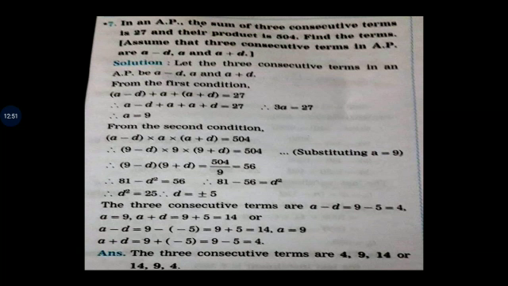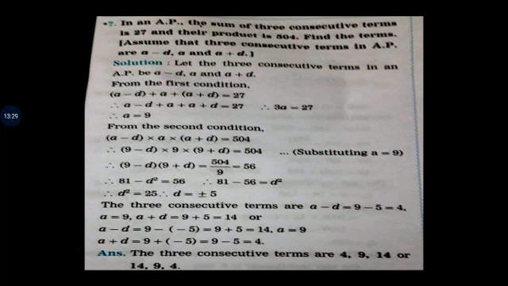First condition is given as the sum of 3 consecutive terms is 27. So you have to write according to the first condition. Sum means addition. So addition of 3 consecutive terms is given as 27. So A minus D plus A plus A plus D equals 27. Now here, minus D and plus D will get cancelled. A plus A plus A is 3A. 3A is 27. So the value of A you will get as A equals 27 by 3, that is 9.